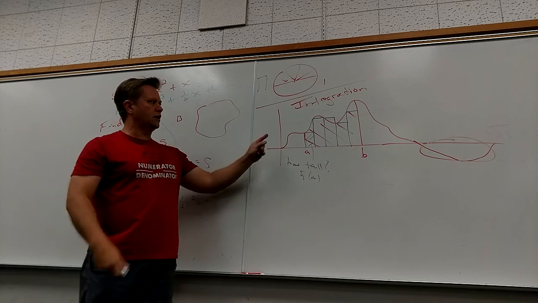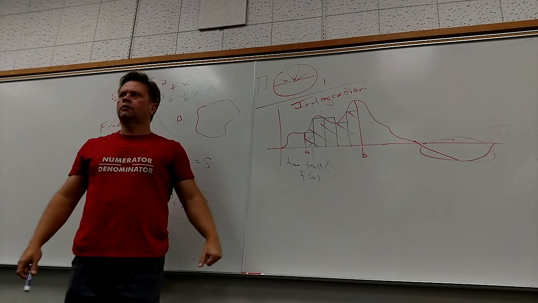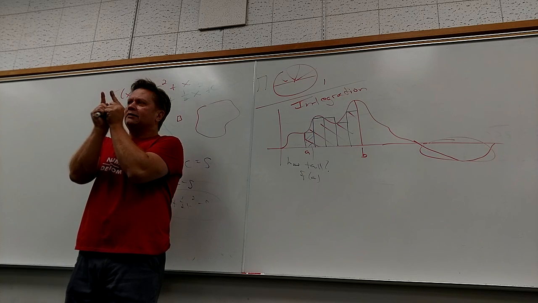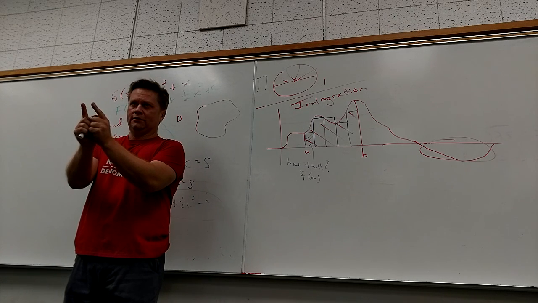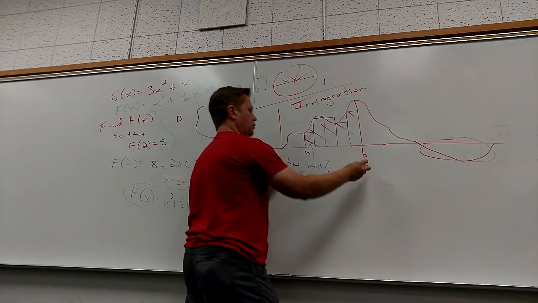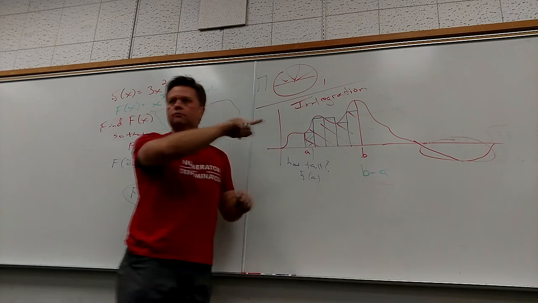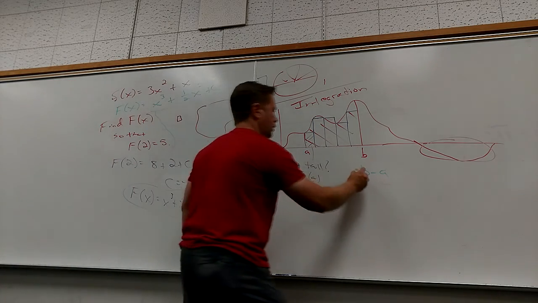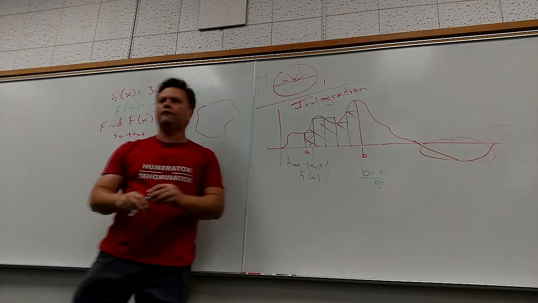How many rectangles did I draw in there? 5. How wide is each rectangle? Yeah, you have a total length of B minus A, right? And I chop that length up into 5 intervals. So each rectangle would be B minus A over 5 wide.